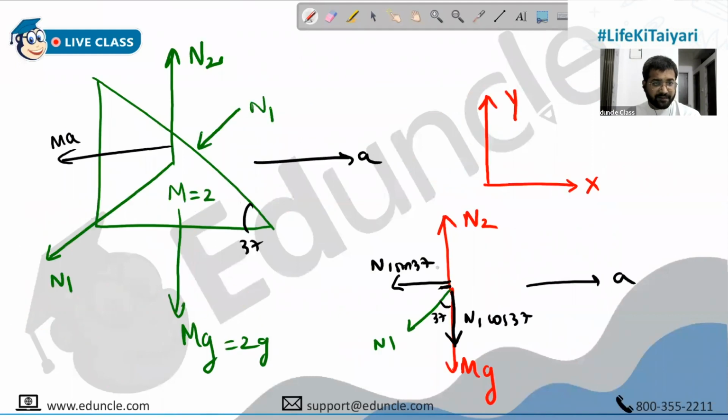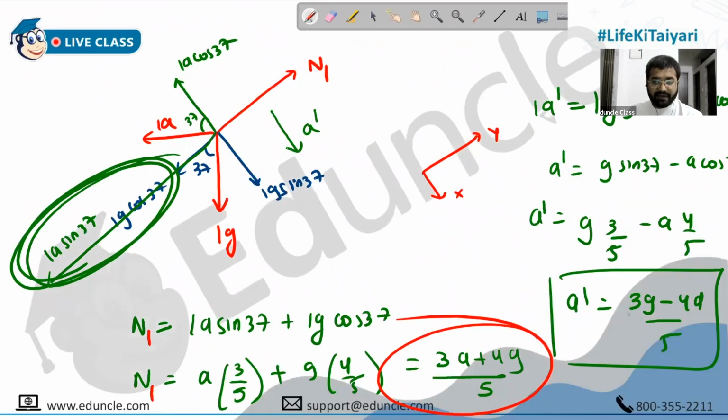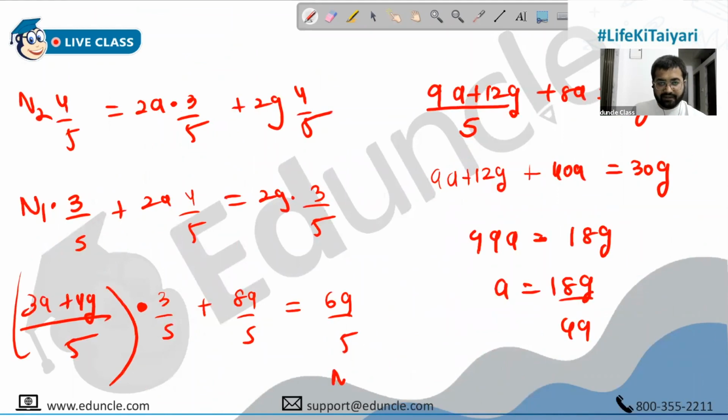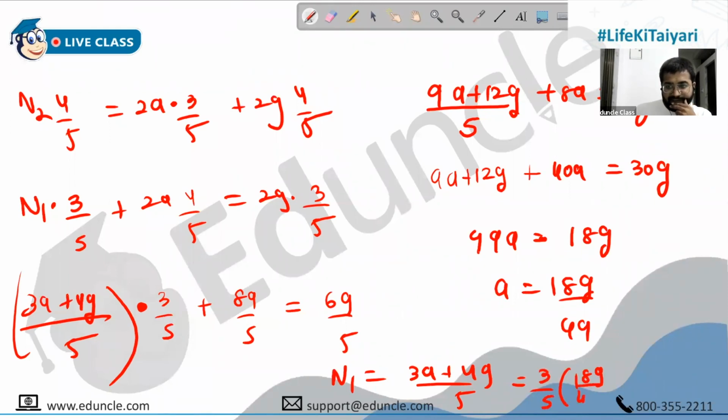Where can we substitute this? Here. n1 is (3a plus 4g) by 5. By any chance, if we get the result, then it's good. I will just confirm the calculations here. 3 into 3, that's 9. 4 into 3, that's 12. 8a and 6g, and then 5, 5, 5 got cancelled. And then 5 into 8 is 40, 5 into 6 is 30, which gives 18g and 49. So we have got 3 by 5 times the acceleration, which is 18g by 49.